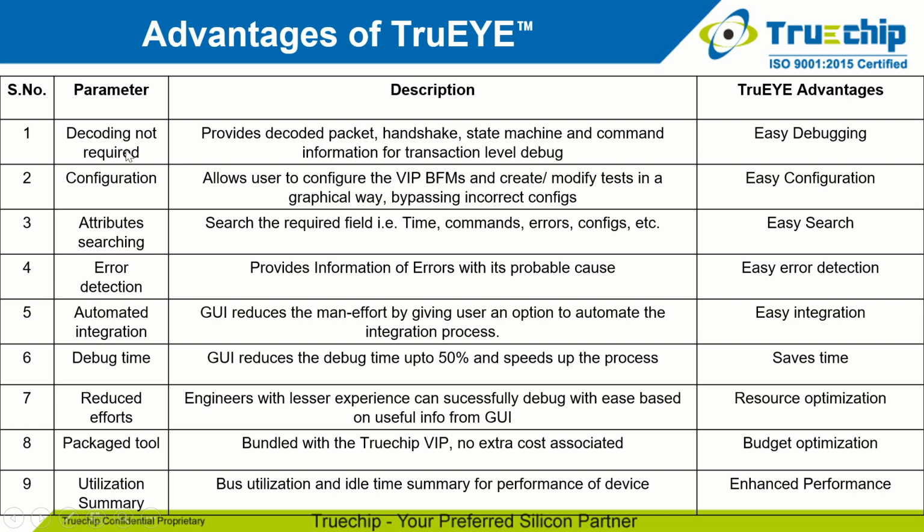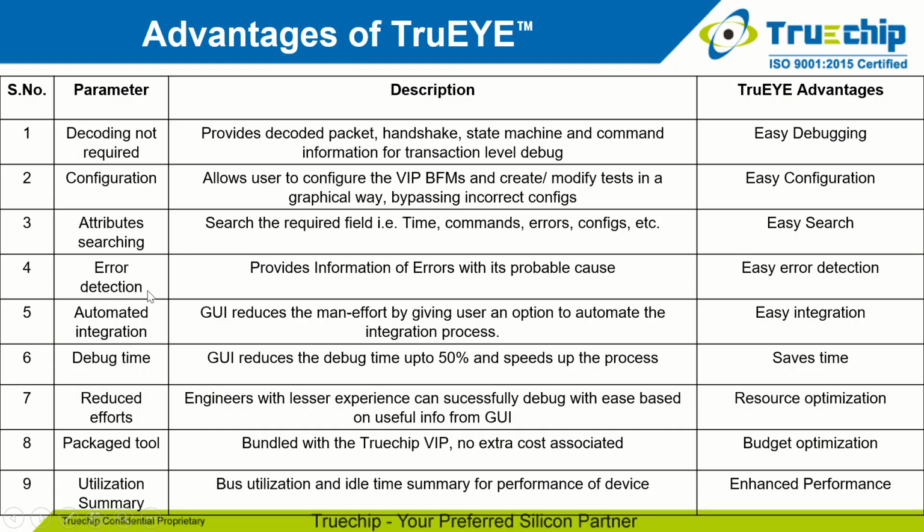The first one is decoding not required. It provides decoded packets, handshake state machines, and command information for transaction level debugging. Its key advantage is easy debugging. Second is configuration. It allows the user to configure the VIP BFMs and create modified tests in a graphical way, bypassing incorrect configs. Its key advantage is easy configuration. Third is attribute searching. Search the result required field, time, commands, errors, configs, etc. Its key advantage is easy search.